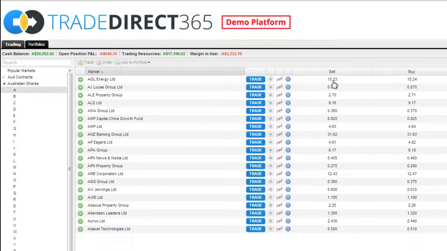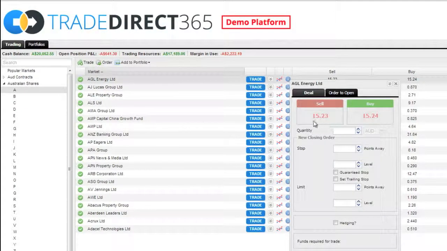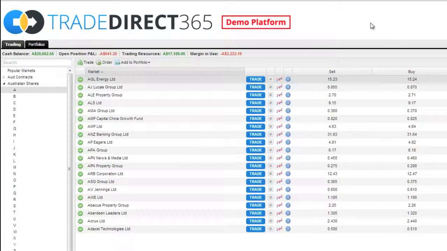Popular ones here, AGL up the top here. What we can see at the moment is the buy and sell. 15.23 is the sell price, 15.24 is the buy price. If we just quickly click on the trade button, we'll be able to see that buy and sell price. So it's very easy just putting in the quantity and hitting buy or sell to put on a trade here with that particular stock. We have just under 600 stocks that are tradable, and all of those are tradable both on the long and the short side of the market. So it does give traders a wide variety of ASX CFDs to trade.